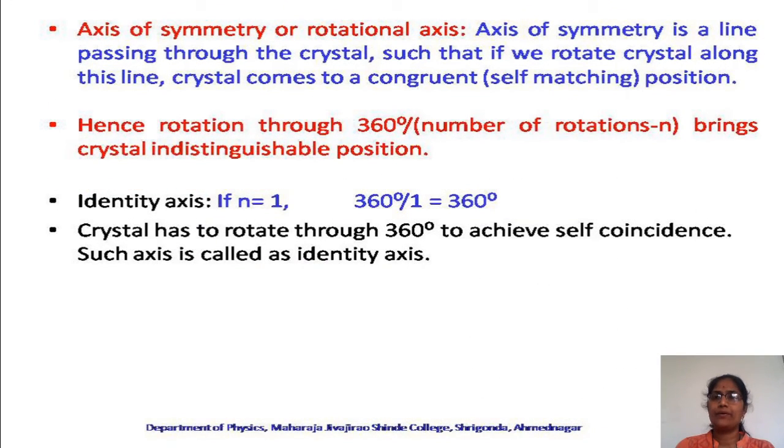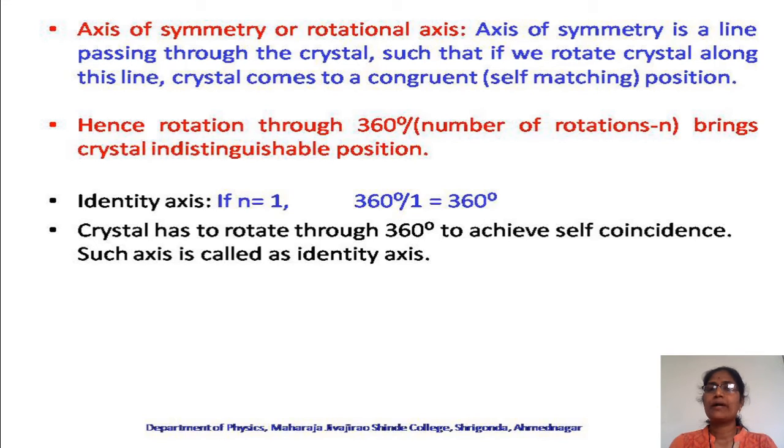Then axis of symmetry or rotational axis. It is a line passing through a crystal such that if we rotate the crystal along this line, then the crystal will match with itself. That is, it's a line. So remember, center of symmetry is a point and axis of symmetry is a line. Then the crystal will come to a congruent position or self-matching position if we rotate the crystal along this line.